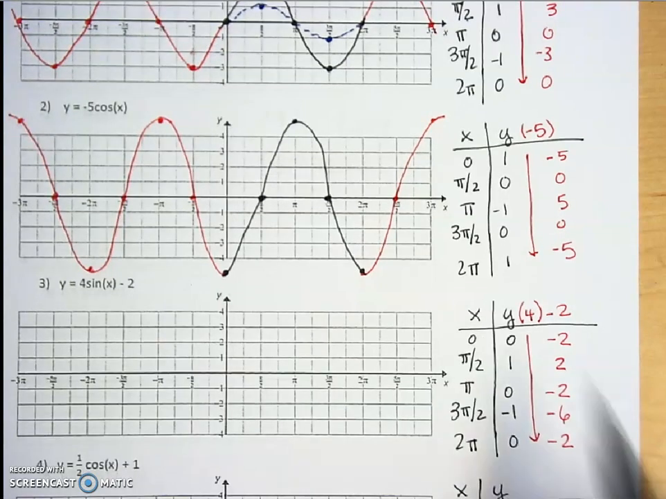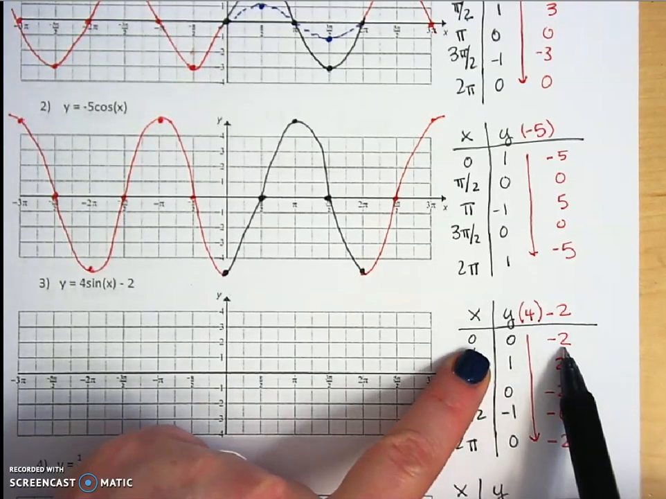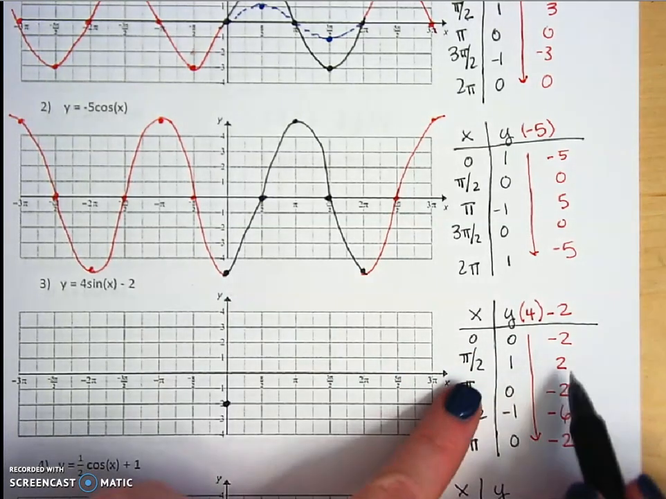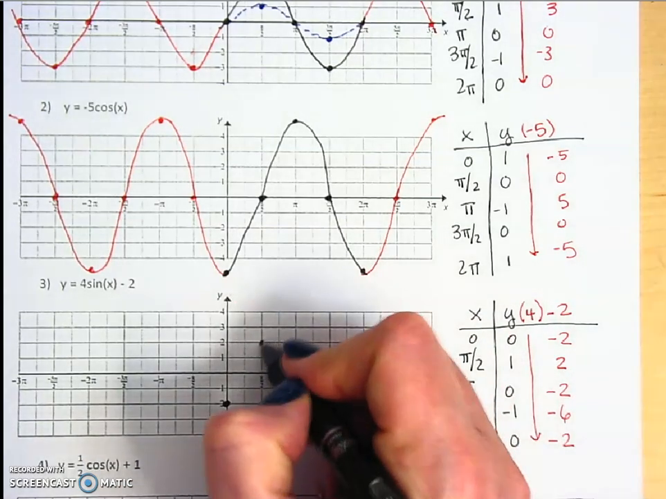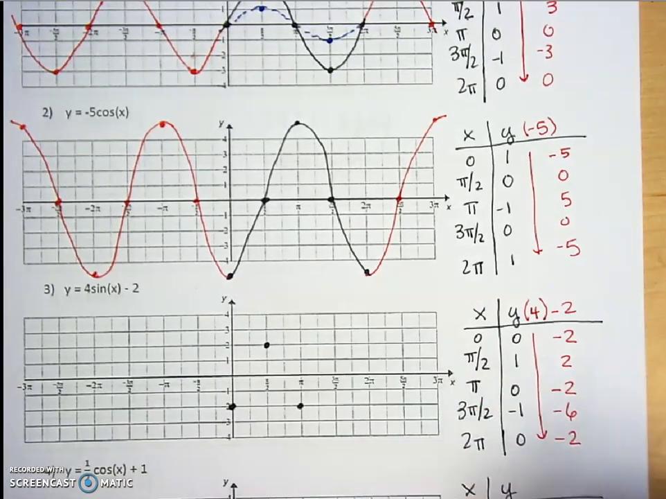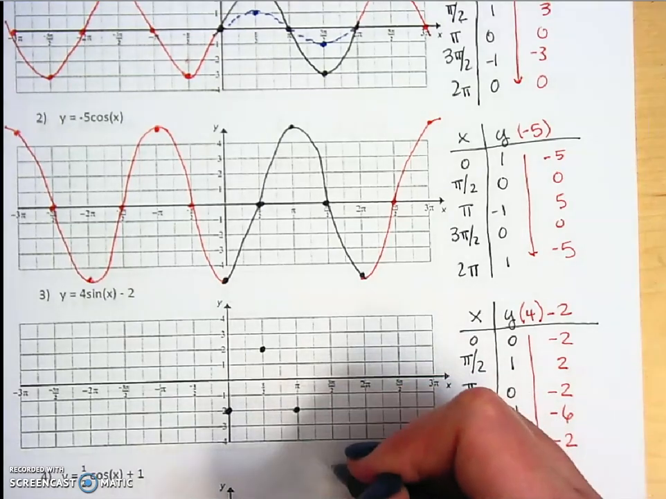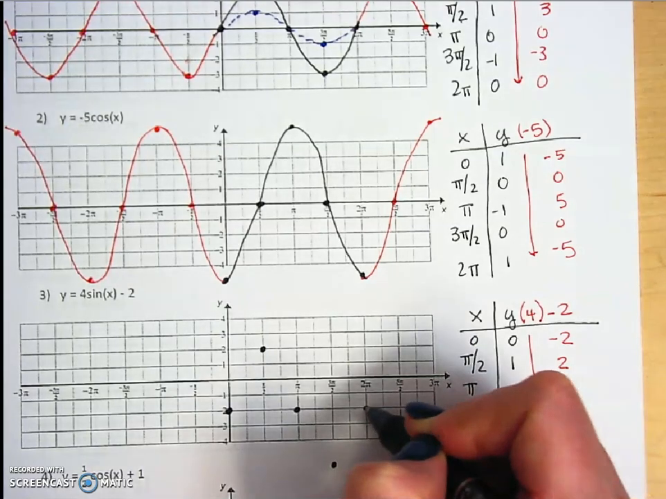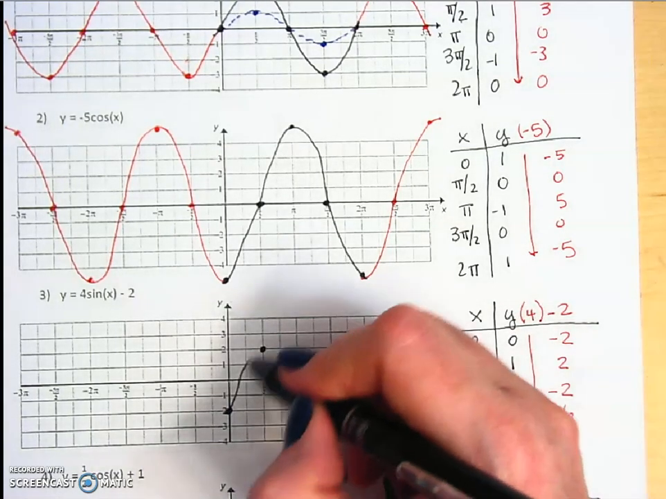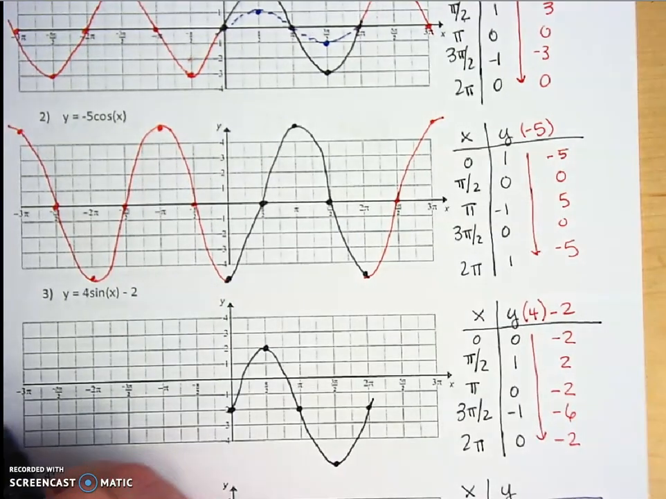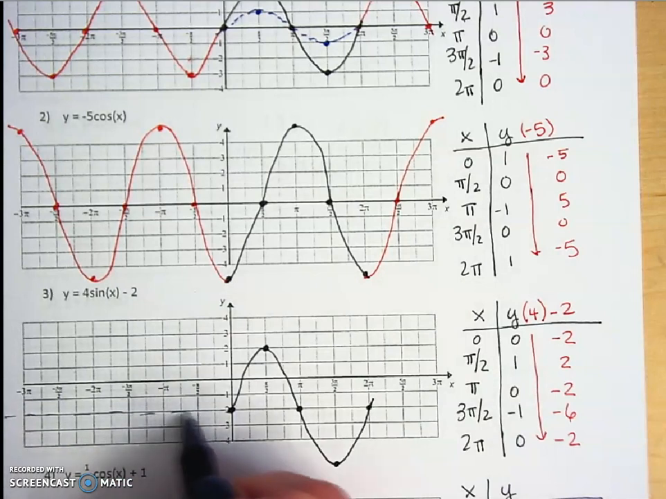So I'm going to graph one cycle. My new 0 point is at 0, -2. At pi over 2, my y is +2. At pi, I'm at -2. At 3 pi over 2, I'm at -6. And then at 2 pi, I'm back at -2. So you can see my midline shifted because of the vertical shift down. So now my midline is no longer the x-axis, it's right here.